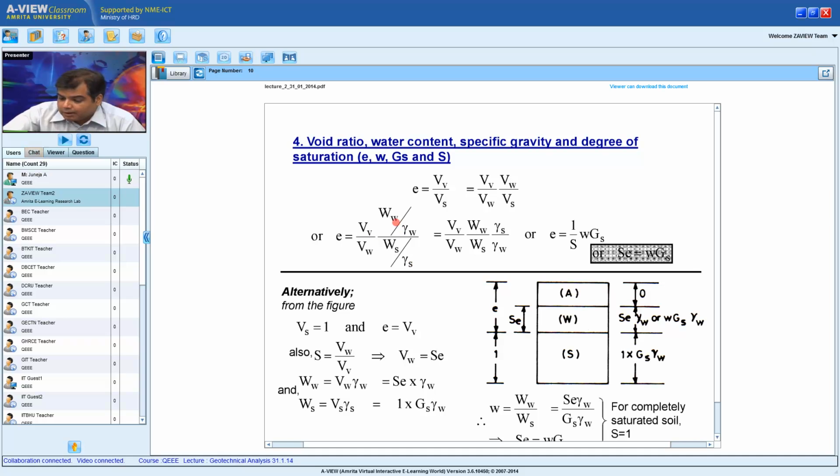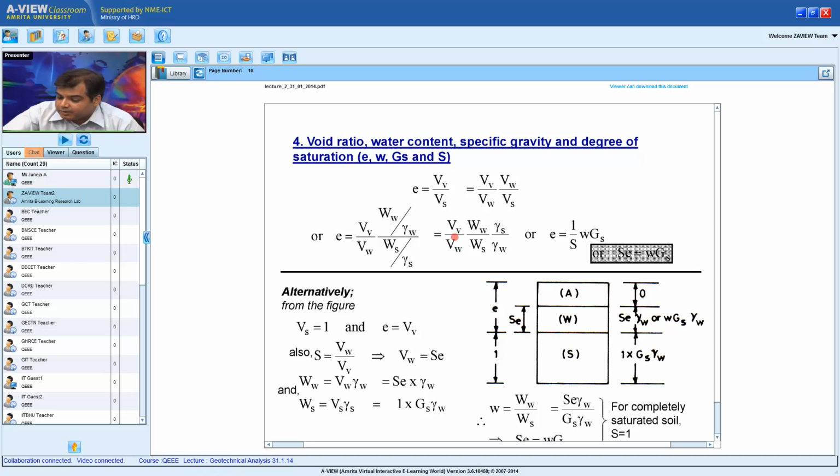Okay, let's simplify this. The first one still remains there. The second one, weight of water over weight of solids, I'll collect the terms over here. The third one, unit weight of solids will go up, unit weight of water will come down. So in other words, I have void ratio equal to this whole lot.